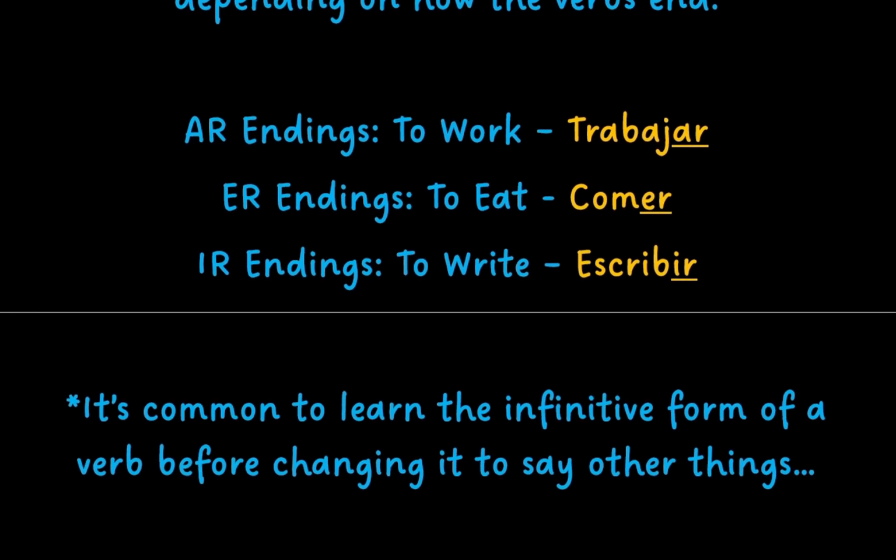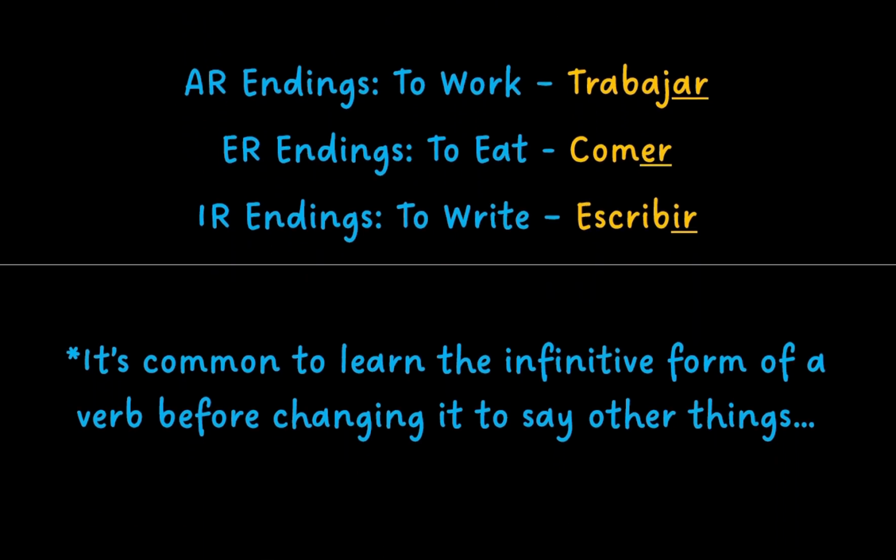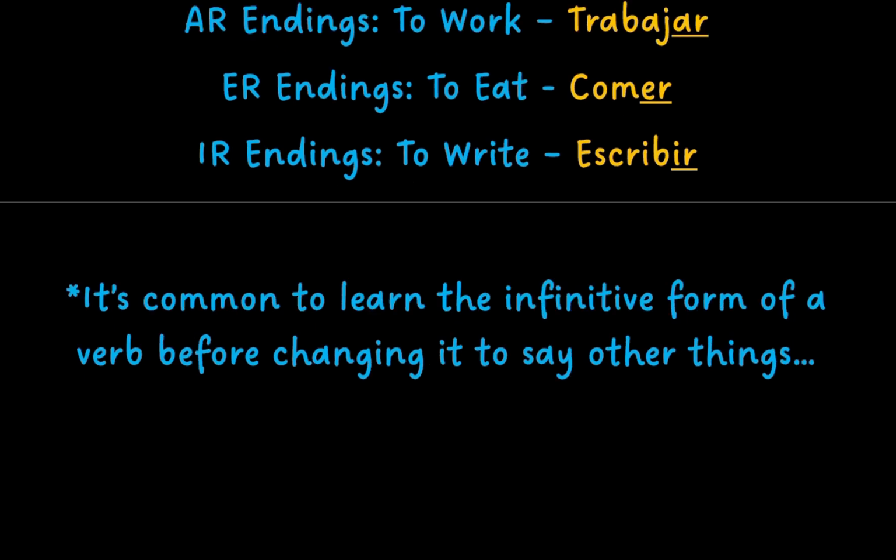Note that it's common to learn the infinitive form of a verb before learning how it's conjugated. Part of why this may be useful is because in many cases the way a verb gets conjugated is influenced by what kind of verb it is. So for example, an AR verb may get conjugated one way, and an ER or IR verb may get conjugated another way.